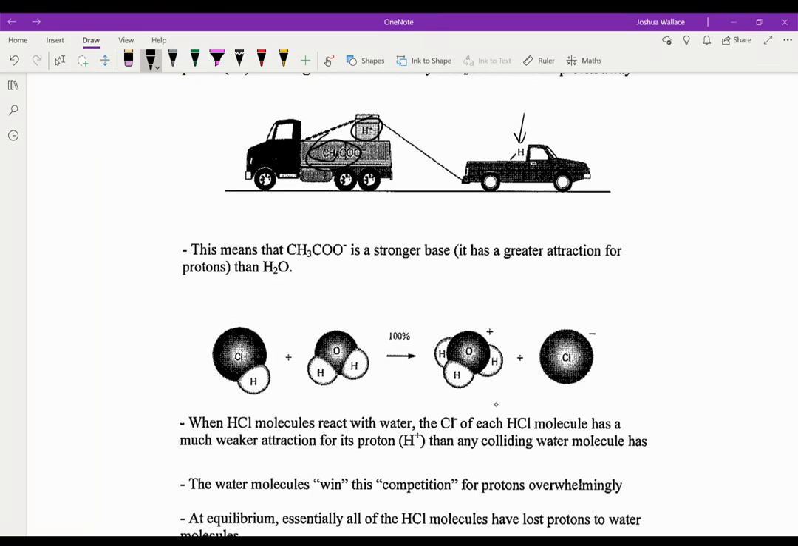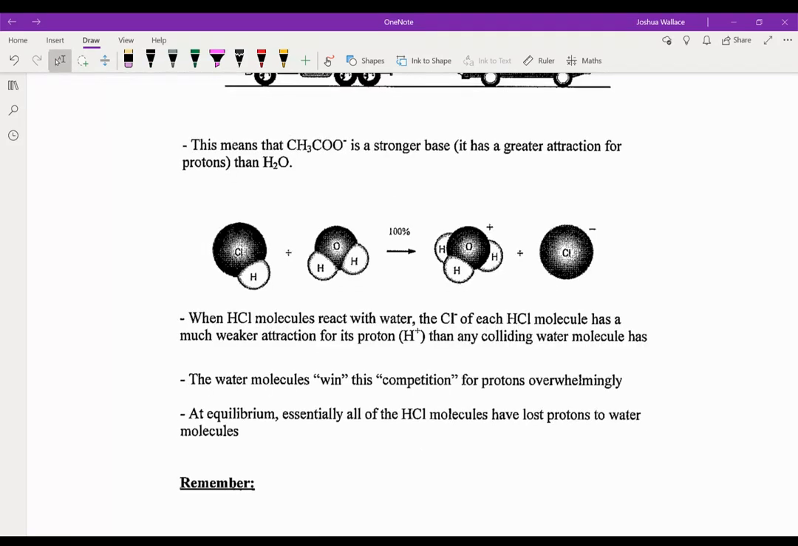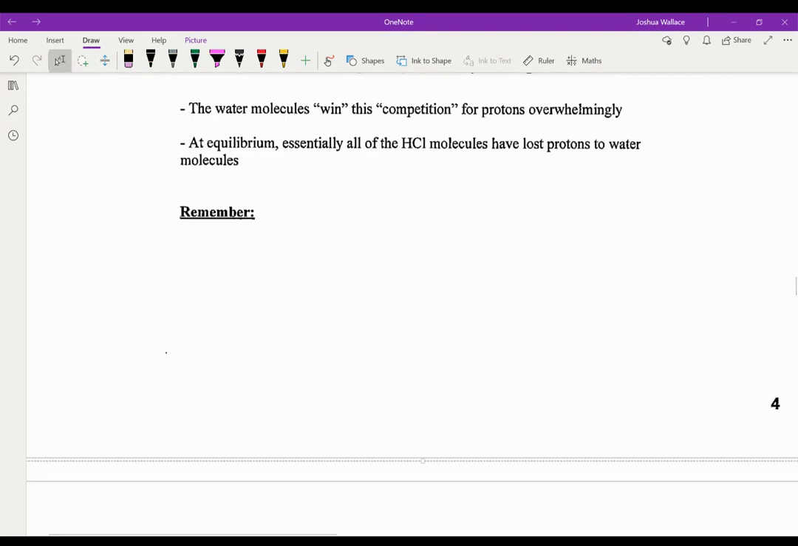So we have something like HCl reacts with water, produces H3O+ and Cl-. When HCl molecules react with water, the Cl- of each HCl molecule has a much weaker attraction for its proton than any colliding water molecule has. The water molecules win this competition for protons overwhelmingly, and at equilibrium, essentially all of the HCl molecules have lost protons to water molecules.